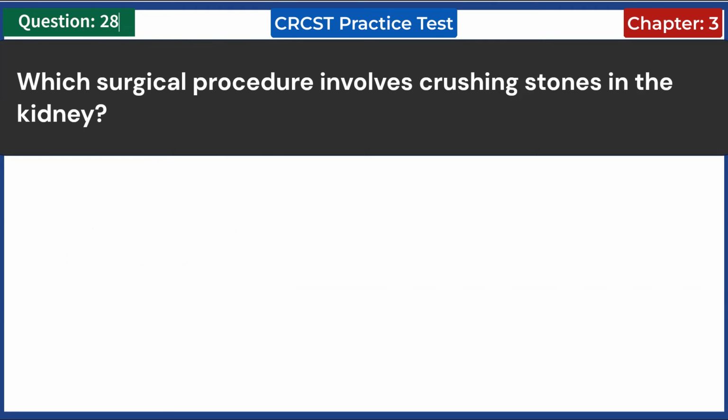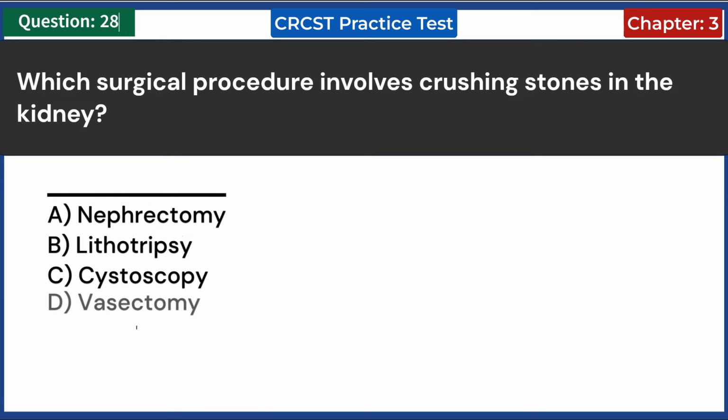Which surgical procedure involves crushing stones in the kidney? A. Nephrectomy. B. Lithotripsy. C. Cystoscopy. D. Vasectomy. Answer: B. Lithotripsy.